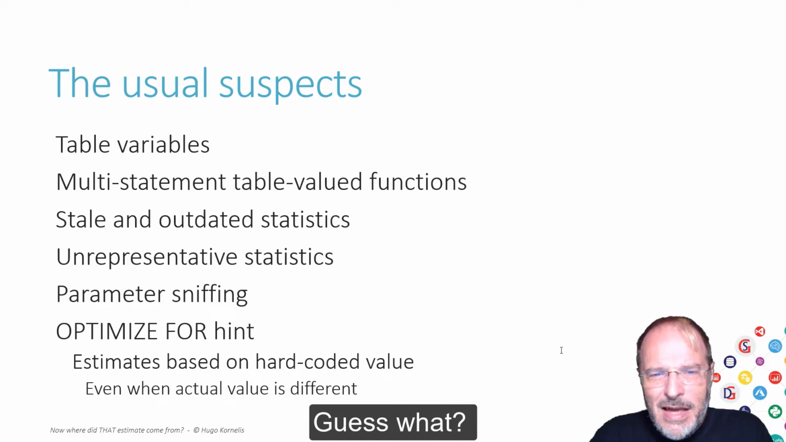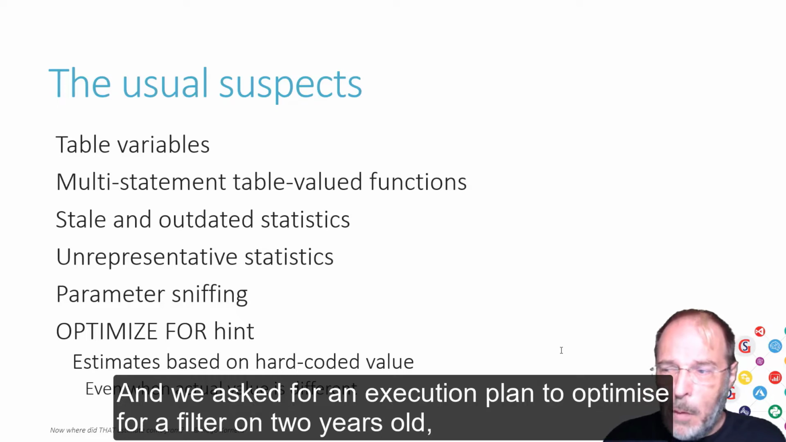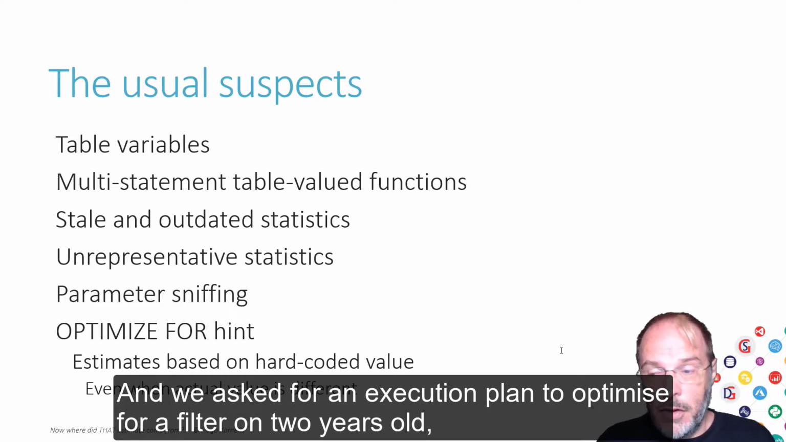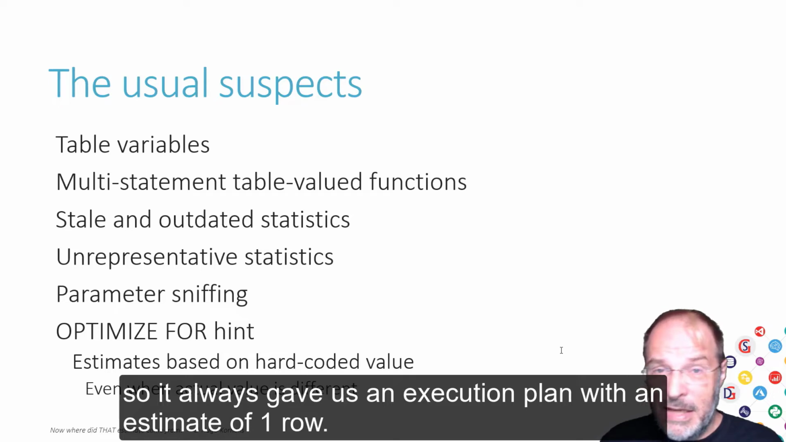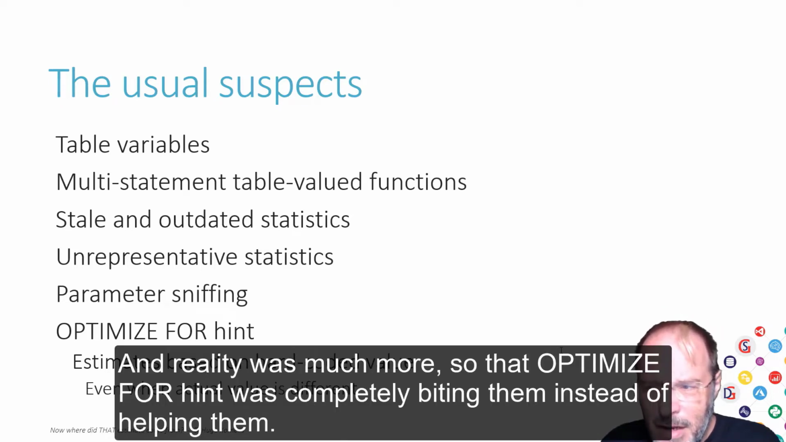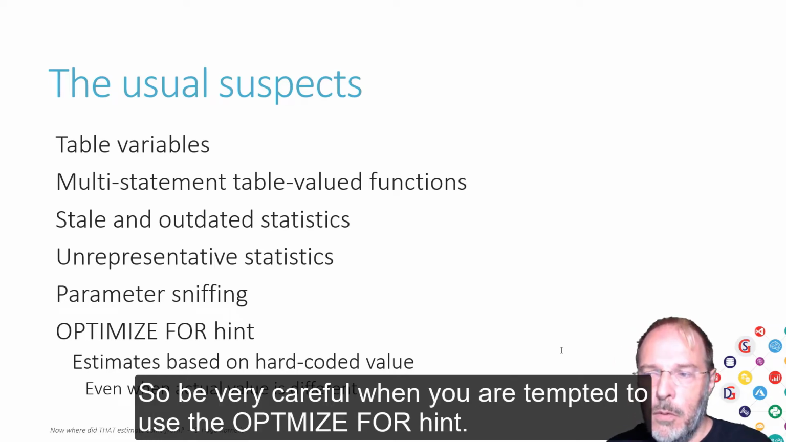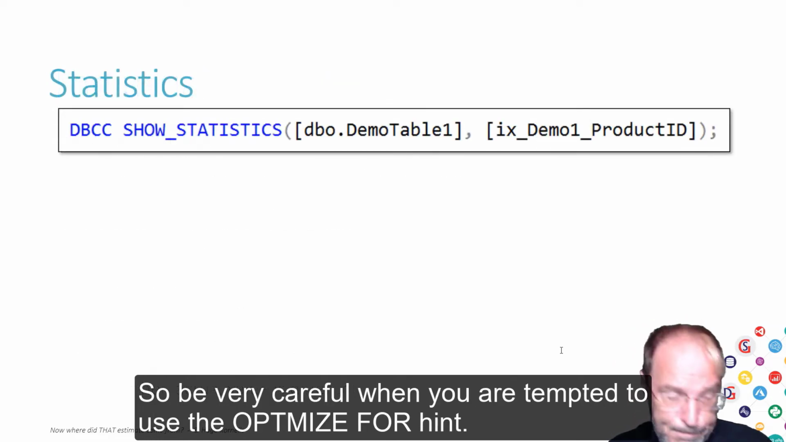Guess what? They had a retention of 1 year in their data. So all their data was at most 1 year old. And we asked for an execution plan to optimize for a filter on 2 years old. So it always gave us an execution plan with an estimate of 1 row, because the optimizer doesn't like 0. And reality was much more. So that optimize for hint was completely biting them instead of helping them. It helped them for a short time, but then it started to bite them. So be very careful when you are tempted to use the optimize for hint.